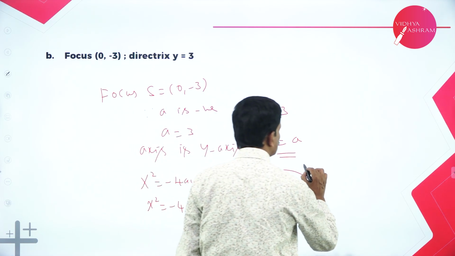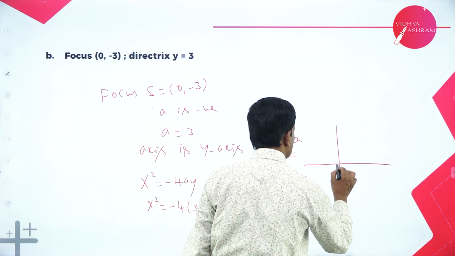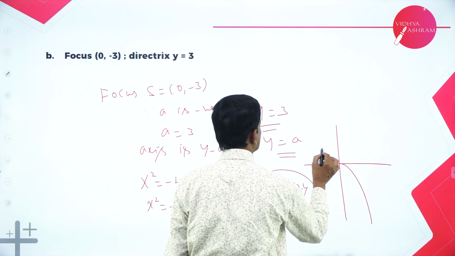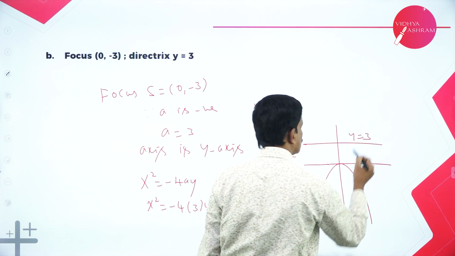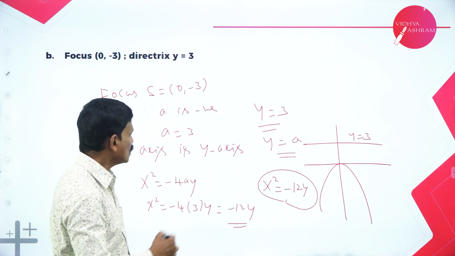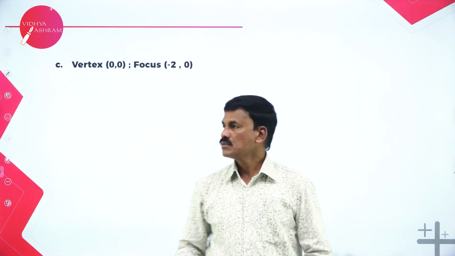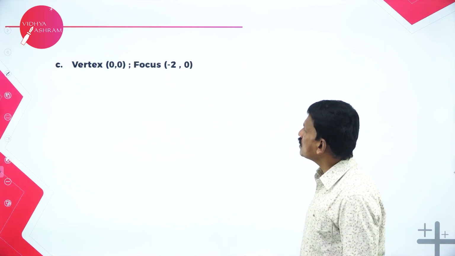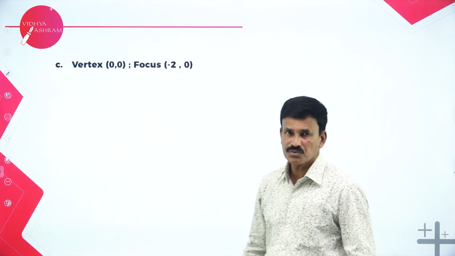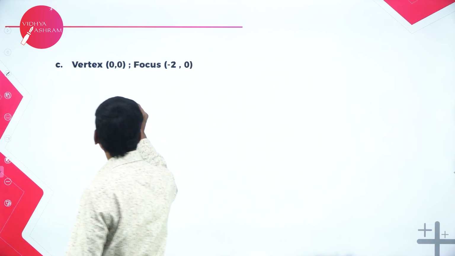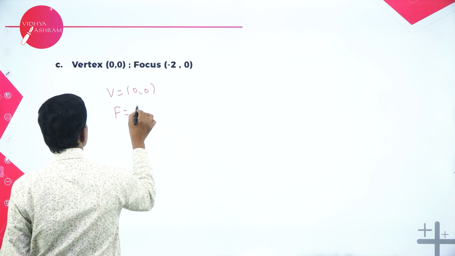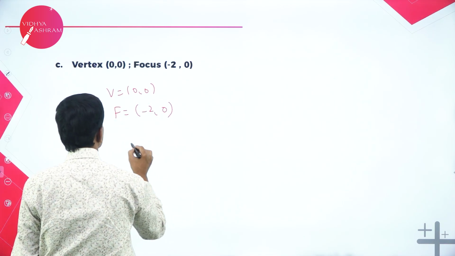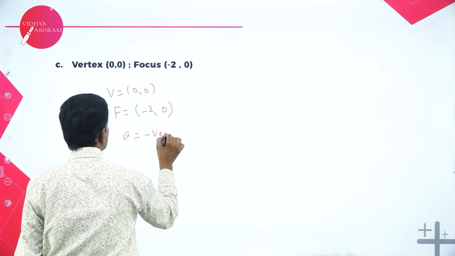So the required equation is x square is equal to minus 12y. For this parabola opening downwards, the directrix is y is equal to plus 3. That's it. Now move on to the next problem. What is the next problem? Vertex (0, 0) and focus is (minus 2, 0). Now what is given? Vertex is (0, 0) and the focus F is equal to (minus 2, 0). That is, a is negative again here.